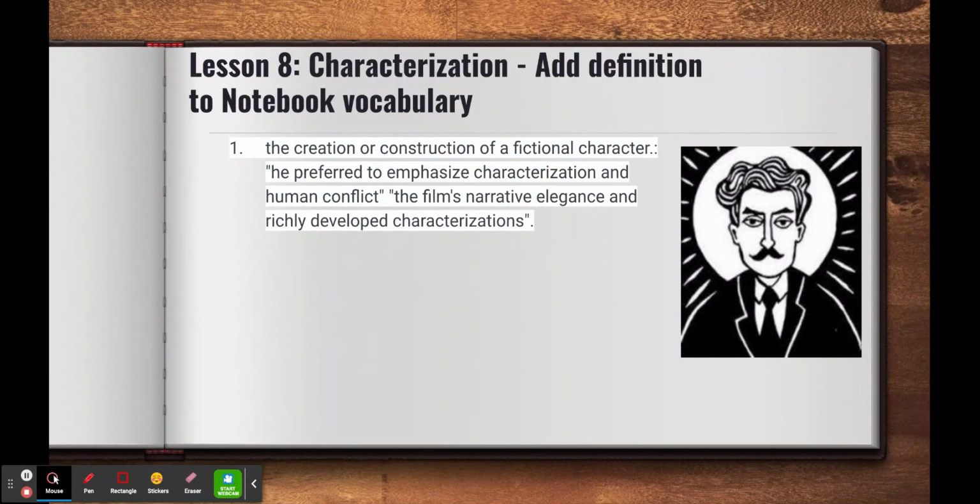First, I want you to add this definition to your notebook vocabulary. Wherever you have Unit 1 vocabulary, please go ahead and add this one. Characterization is the creation or construction of a fictional character. He preferred to emphasize characterization and human conflict. The film's narrative elegance and richly developed characterizations. Essentially, characterization is the process of creating a fictional character. So go ahead and pause this video, get that definition down.